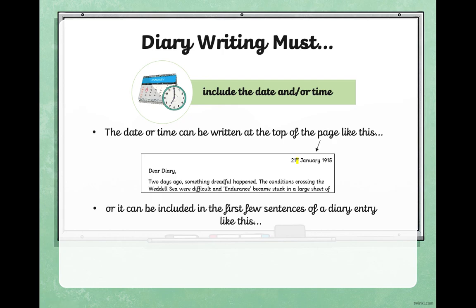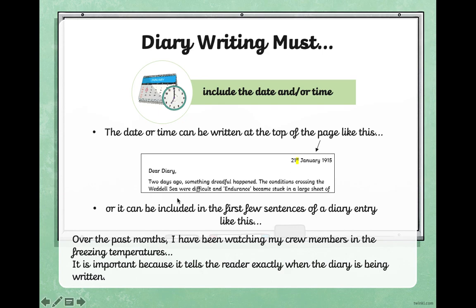Or you could also include your date and time in the first few sentences of a diary entry. So over the past months, I've been watching my crew members in the freezing temperatures. It is important because it tells the reader exactly when the diary is being written. So obviously this week you'll start off with Monday the 1st of March, Tuesday the 2nd of March, Wednesday the 3rd of March, Thursday the 4th of March and Friday the 5th of March, and that'll be at the top of your page here before you start writing your diary entry.